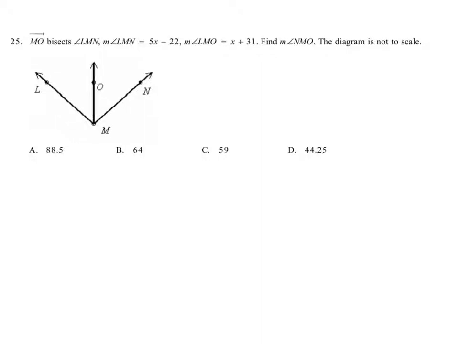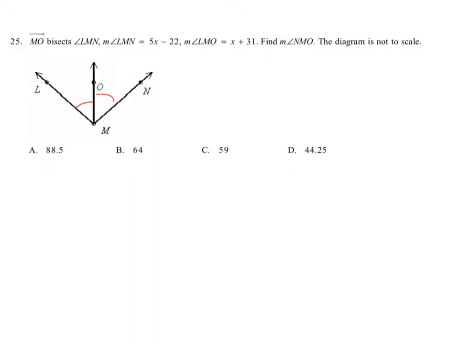Okay, MO bisects this larger angle, MLN, and they're giving us measures for the smaller angles. Now, I'm sorry, they're giving us a measure for the larger angle and a measure for one of the smaller angles. So let's just put some marks, okay? Since MO is bisecting LMN, we know that that and that are congruent.